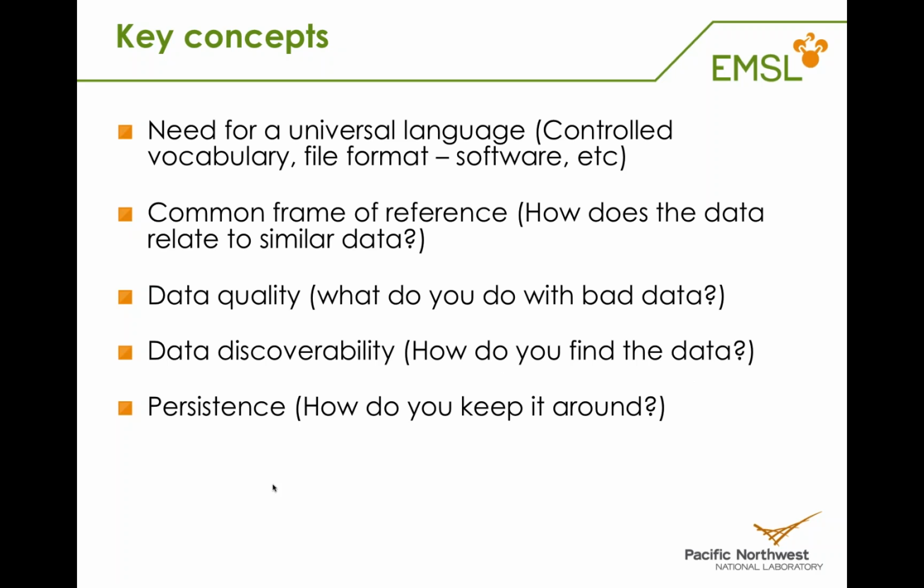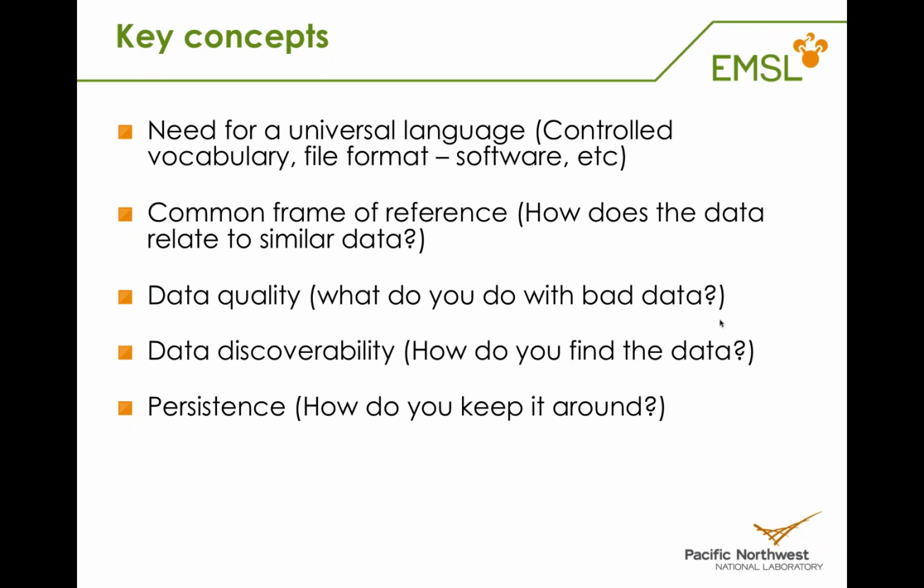Now, once you have quality data, you obviously need to be able to discover it. How do you find the data? And persistence, how do you keep it around? If you found some data last year, you should be able to find it this year. But unless there's some persistence mechanism, that's not going to happen. And I've known a number of cases in which I had some great data that I found once and can't find again because there was obviously no way of keeping it persistent.